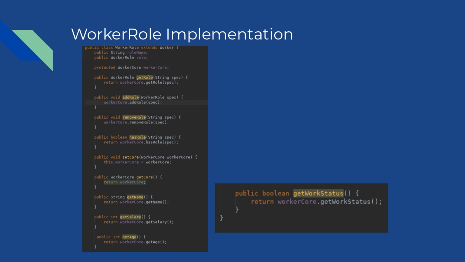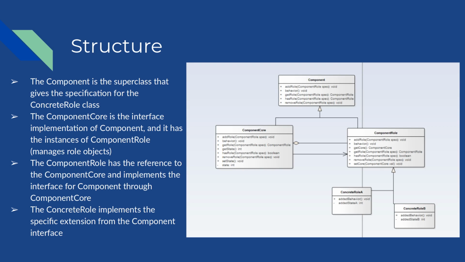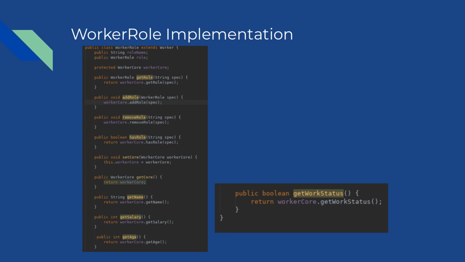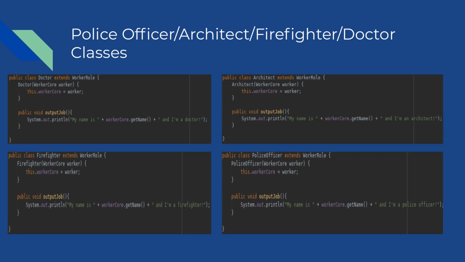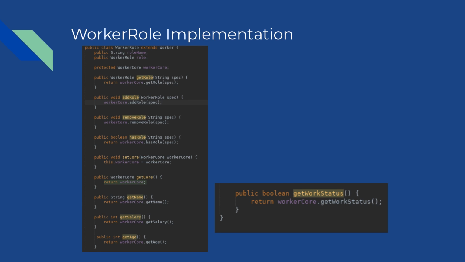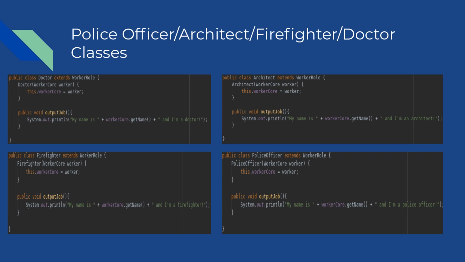Okay, so this is the worker role implementation. This basically is the component role. This one has the concrete roles in them, and then we'll take a look at those. This one just returns the different roles. Well, not really methods, it returns the worker core. And then these are the different classes. Each one extends worker role, and it does worker core.getName, which is all these methods are here. And then I'll put jobs just so that we know that it hit the object properly, if that makes sense. We'll take a look at it.